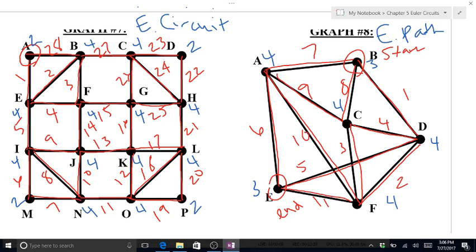Remember, we found out yesterday too. I can add up all these degrees. So A is 4, B is 3, that's 7. C makes 11, D makes 15. That makes 19. That makes 22. So I've got 22 total degrees.